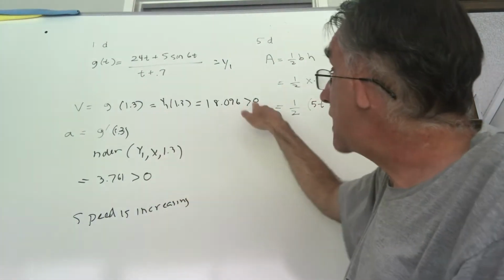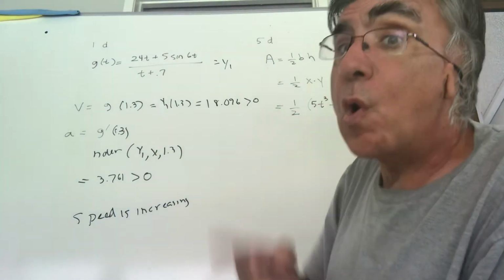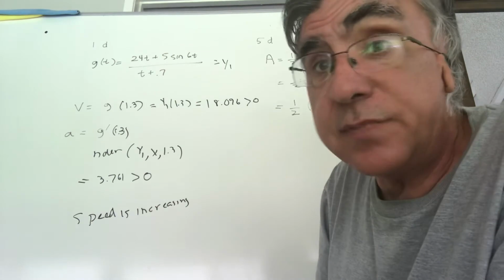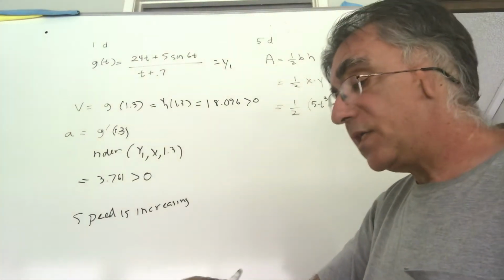But it's not that the velocity is positive or that the acceleration is positive. It's the fact that they're both positive. Because if they're both negative, it would be speeding up. If they're opposite signs, it's slowing down. Okay, let's switch gears.